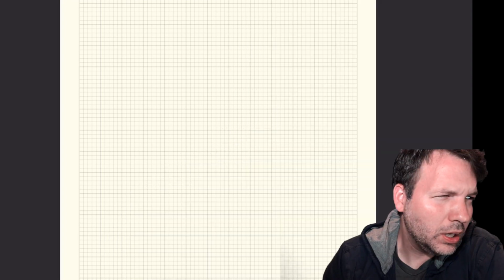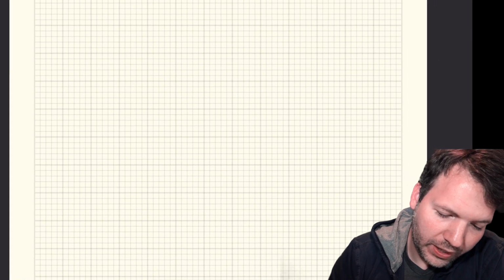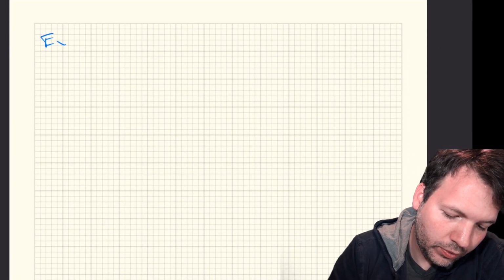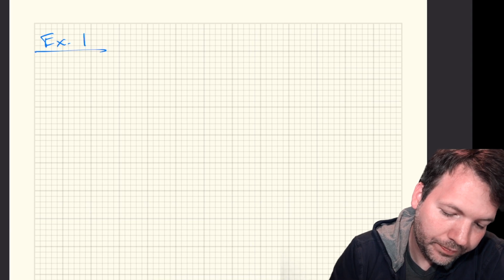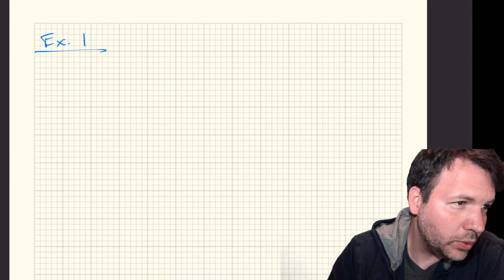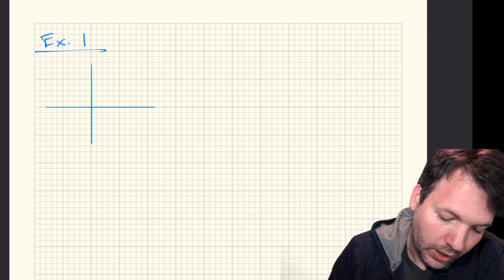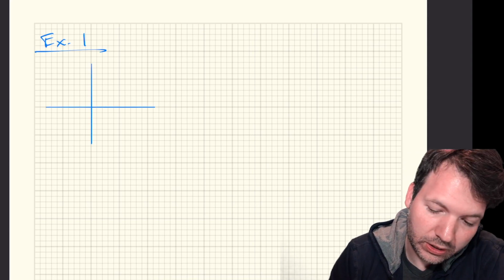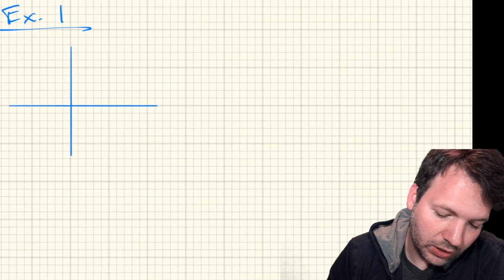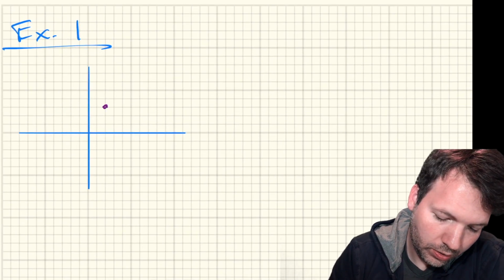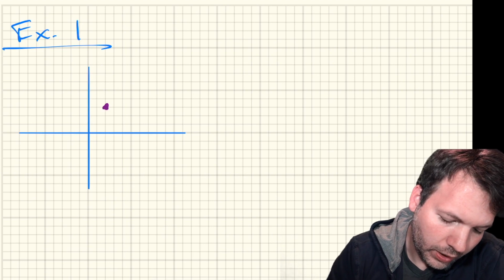I'm not going to go with the formula at first. I just want to see this example. Example 1: find the distance between the points (2, 3) and (-4, 6). So first of all, let's get those points down: (2, 3) and (-4, 6).